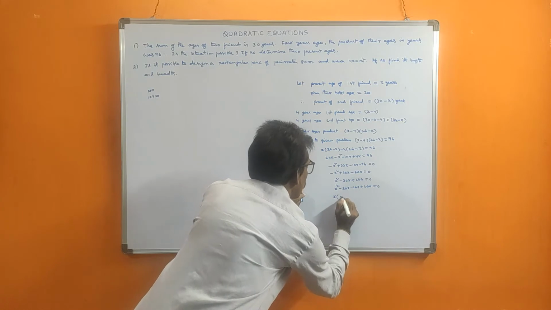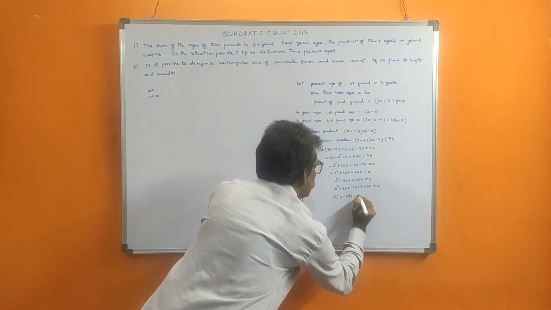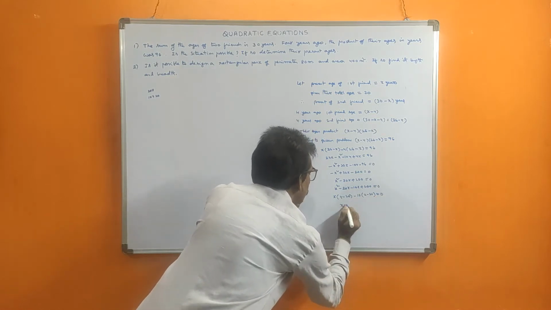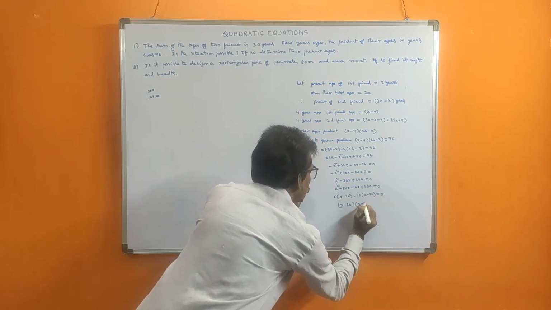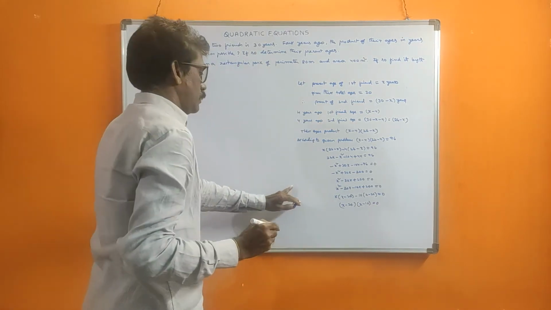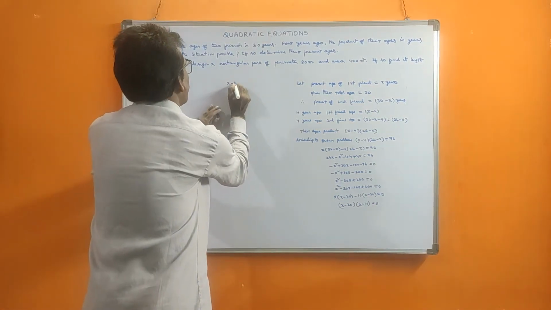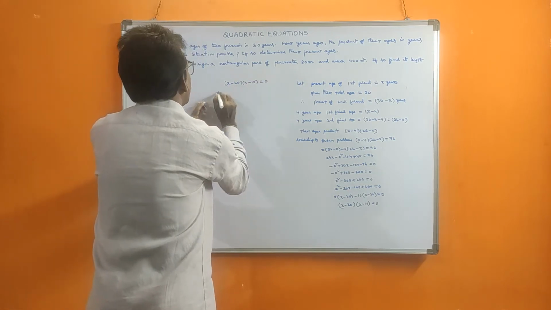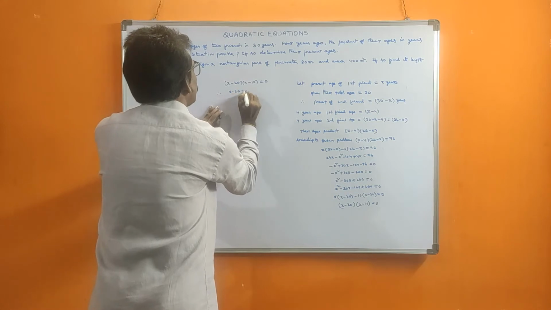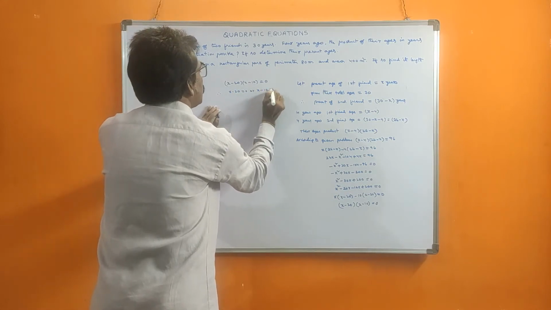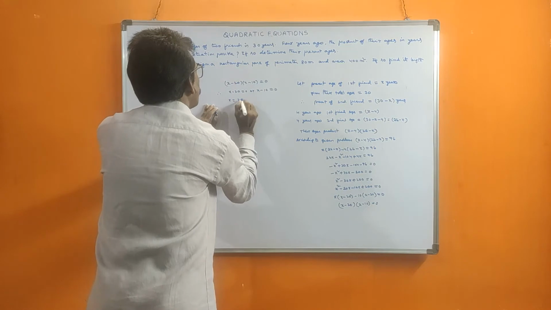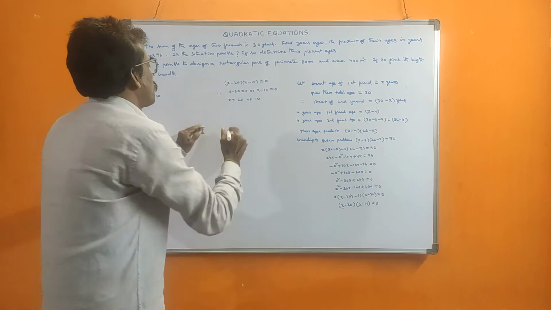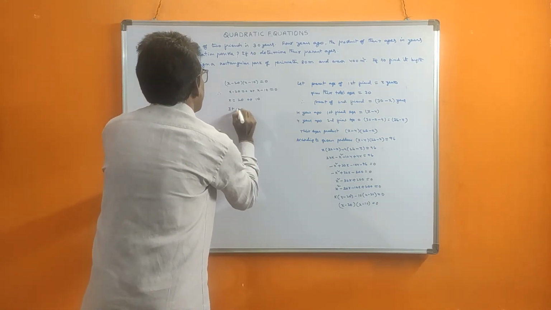This is x into x minus 20, minus 10 into x minus 20, minus and minus is plus only. So this is x minus 20 into x minus 10 is equal to 0. Therefore x minus 20 is equal to 0 or x minus 10 is equal to 0. x is equal to 20 or 10. Positive values only, no problem. It is possible, right? It is possible.